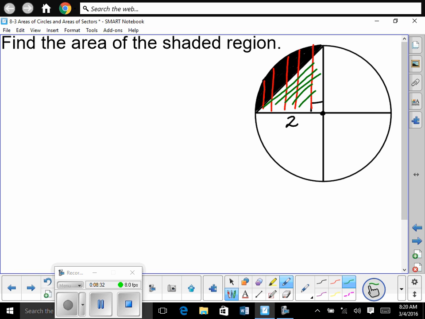Yes. So that's what we're going to do. Okay, so we're going to have to do two pieces here. The first thing we're going to do is find the area of the full sector. So area of the sector. I'm drawing a sector, just so we can keep them straight, okay? So area of the sector.